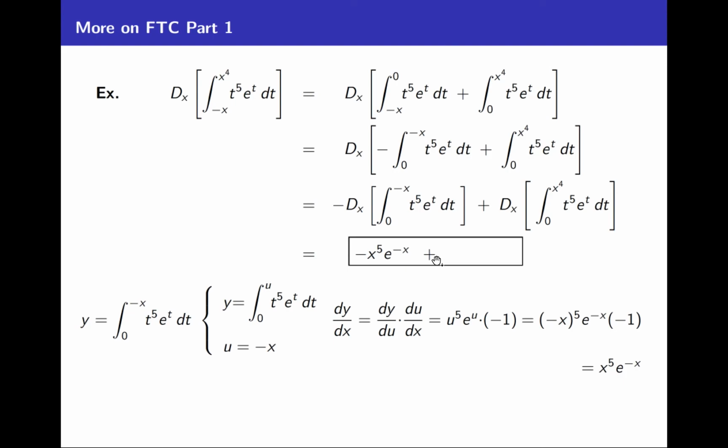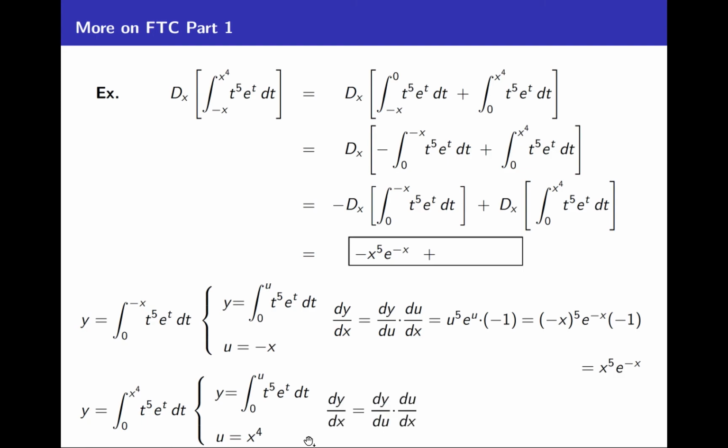Then to that, we have to add this other derivative. Let's work that out separately down here. Once again, this is a chain rule problem. We're trying to differentiate the function y equals the integral from 0 to x to the 4th, t to the 5th, e to the t dt. We can break that up as a composition. y equals the integral from 0 to u, t to the 5th, e to the t dt, where this u is equal to x to the 4th.